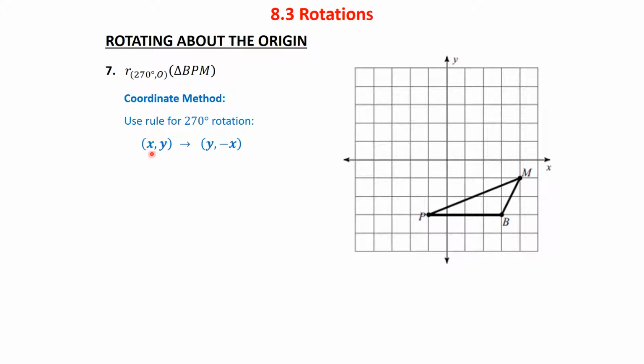So what was in the x position is now in the y position. What's in the y position is now in the x position. And then I'm going to multiply that back coordinate by -1. So let's take a look.